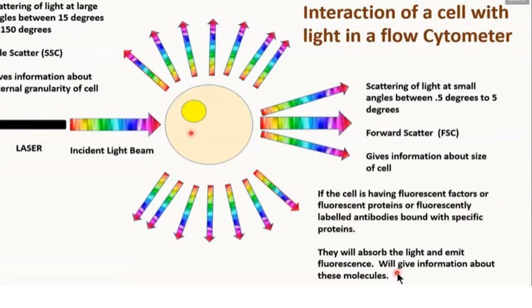Now the second interaction of light is scattering of light, but at a larger angle of 15 degrees to 150 degrees, called side scatter, SSC, which is the second parameter of flow cytometric analysis, which gives us the information about internal granularity, that is, the complexity of the cell. Now if the cell has fluorescent factors or fluorescent proteins or fluorescently labeled antibodies bound with specific proteins, they will absorb the light and emit fluorescence, which will give information about these molecules.